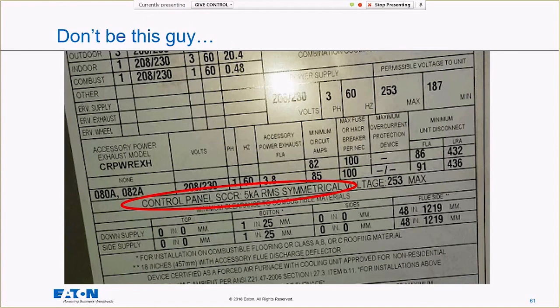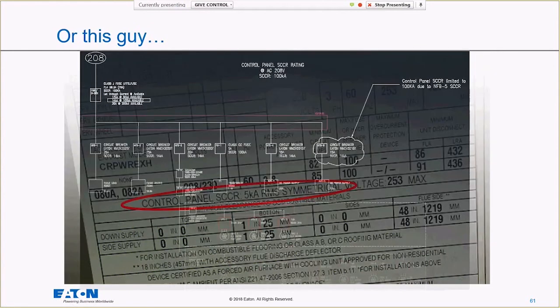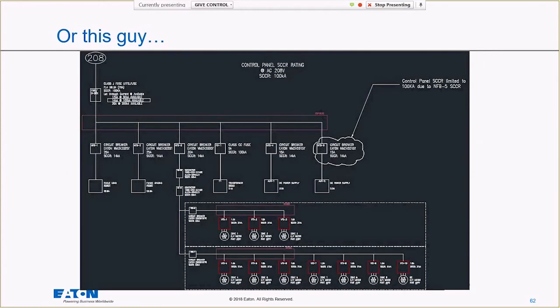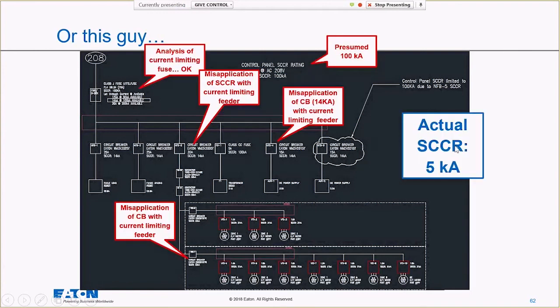You should know how to calculate it. We also don't want you to do this. This is an example of somebody who labeled their control panel 100 kA, but their actual short circuit current rating was 5 kA. They had a misapplication of their current limiting feeder in their main, and then they assumed a much, much higher rating. If you're going to have one that's actually 5 kA, it is better to label it 5 kA than to mislabel it 100 kA.